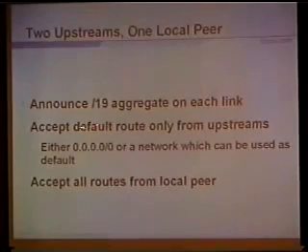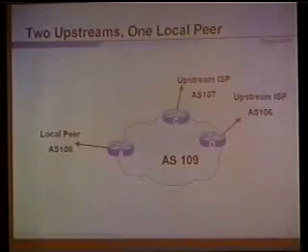Again, announcing the /19 aggregate in each link. Really important to do that. Again, we're accepting default route from the upstreams. So it's either network 0 or a network which can be used as a default. And from the local peer, we just accept all prefixes they're going to send. The pretty picture looks like this.